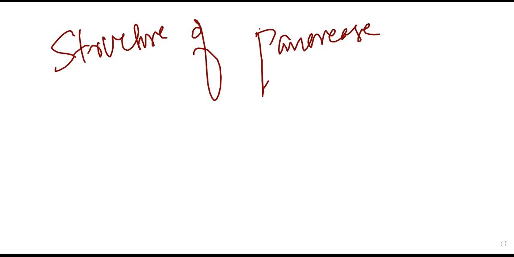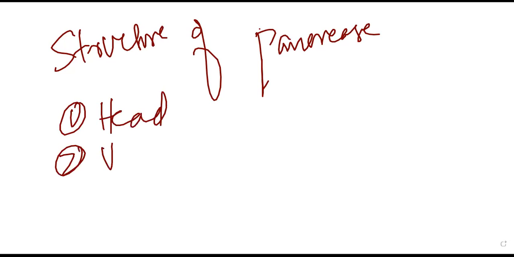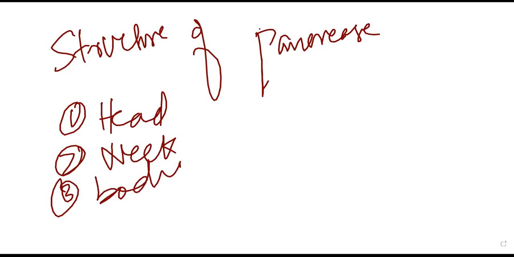Basically, pancreas consists of 4 parts: head, neck, body, and tail. These are the 4 parts of the pancreas. Here I am going to draw a simplified diagram of the pancreas.